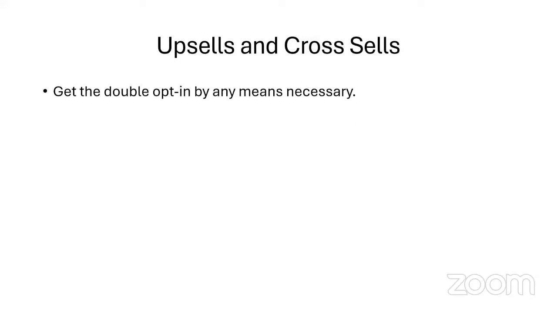We're going to talk about upsells and cross sells. This is what Jay Abraham calls exponential marketing. It's another fundamental marketing principle. And you might say, well, what does that have to do with email? You do need to get the double opt-in by any means necessary.